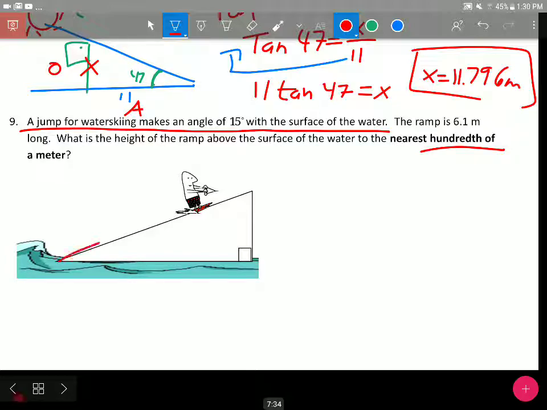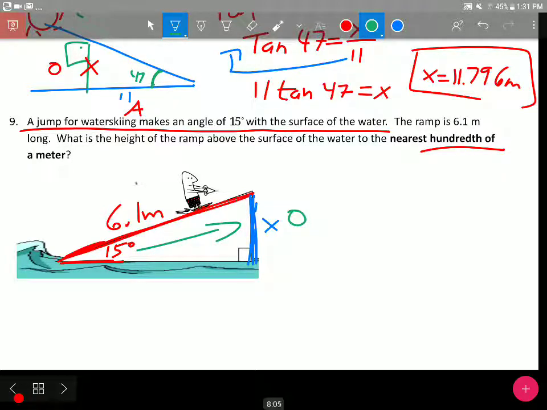Well, the jump is right here, the water is right there, therefore this is the angle they're talking about. Okay. The ramp is 6.1 meters long. Well, that's the ramp at 6.1 meters. What is the height of the ramp above the surface of the water? Okay, well, this would be your height. Okay, that's your height. All right, label your picture, choose your function, plug and chug, okay? So if I go across, that's my opposite side. The ramp, that's my hypotenuse. O and H, that goes with the SOHCAHTOA.